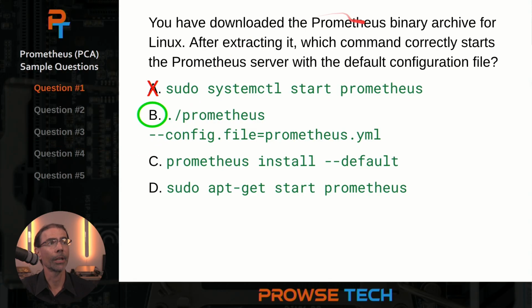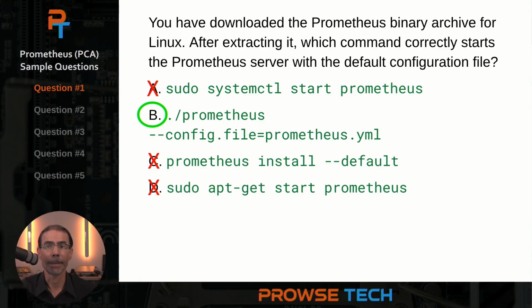This is a binary archive, a binary install. We're running right off of that binary. So A is incorrect. C says Prometheus install --default. That is not a default Prometheus command. And D says sudo apt-get start Prometheus.